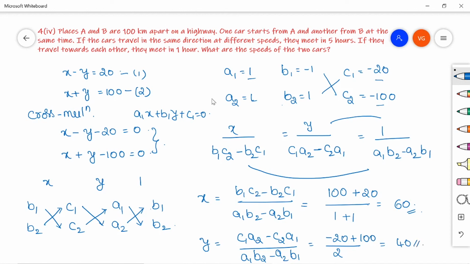Now you can write x and y, which we have assumed as the speeds of the cars. You can write speed of car A is equal to 60 km per hour and speed of car B is 40 km per hour. Write it in a sentence and put a box around it, right? So this is the solution for this problem.